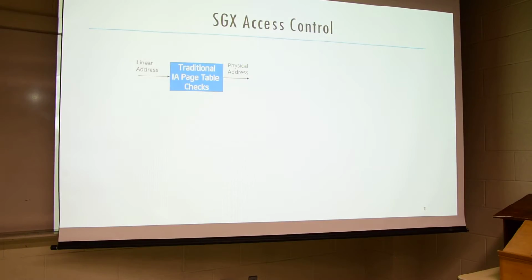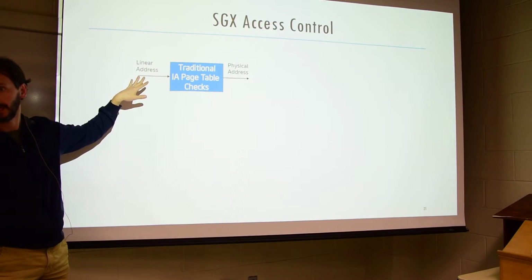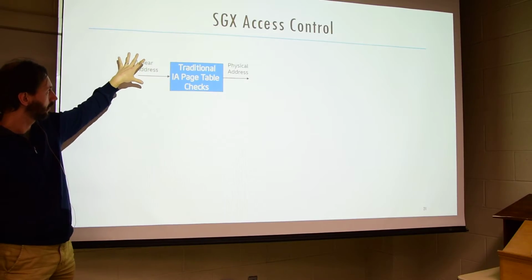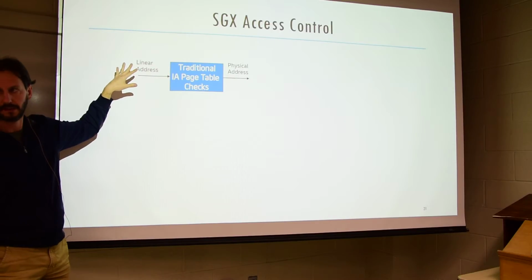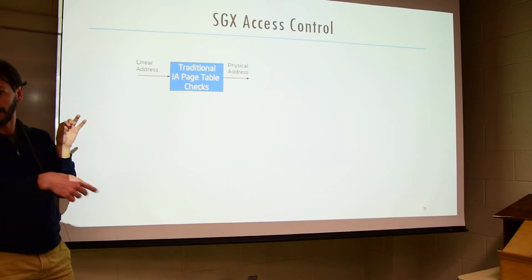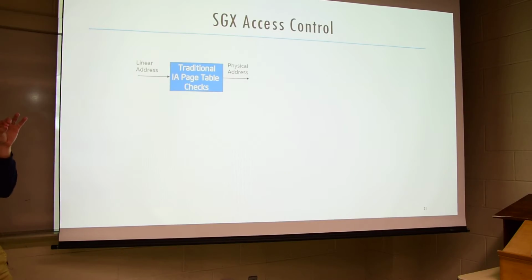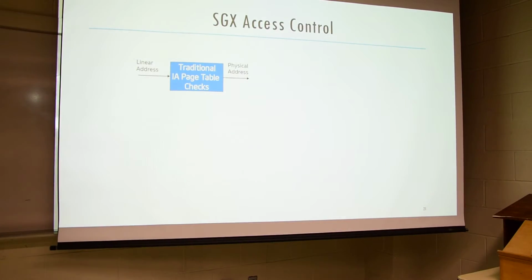All right, SGX access control at a very high level again. How is isolation provided? How does that work? So if you look at this particular part of the picture, this is totally traditional. Remember when we talked about address translation, you start with a logical address, here it's called linear address, virtual address, right? And we want to translate that by looking at several pages, and then in the end we get a physical address, and that we can use to actually access the memory.